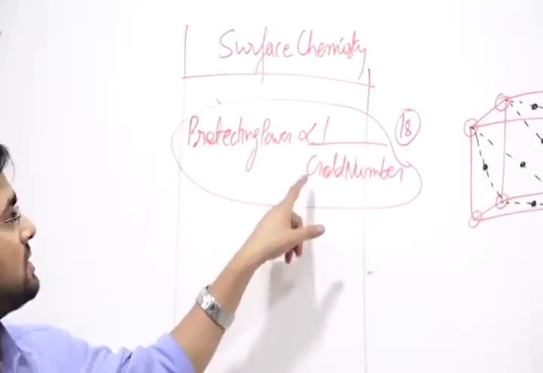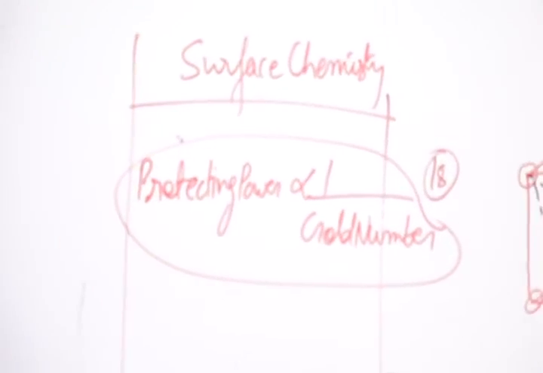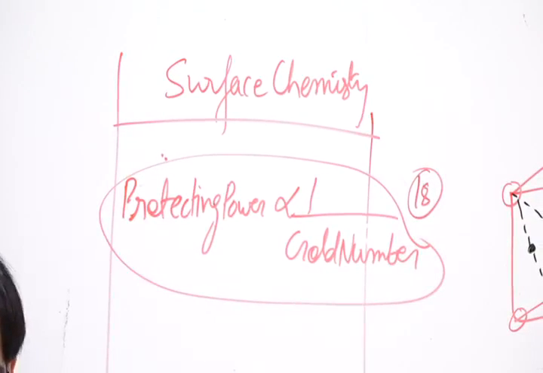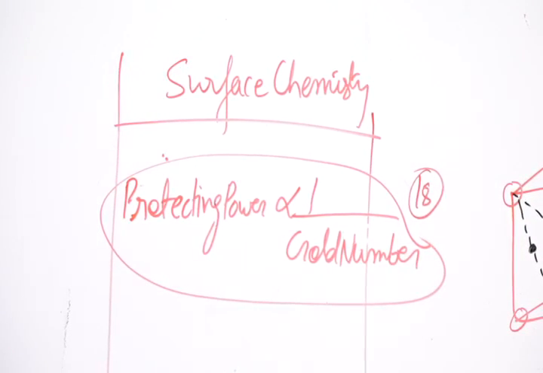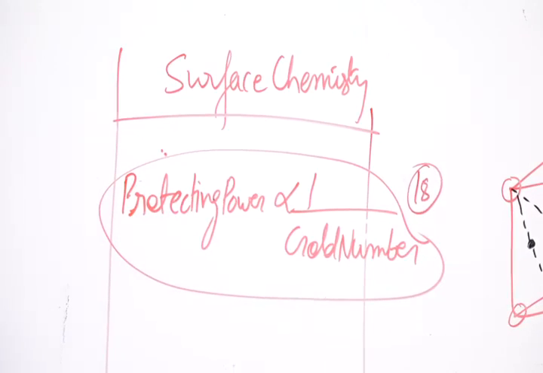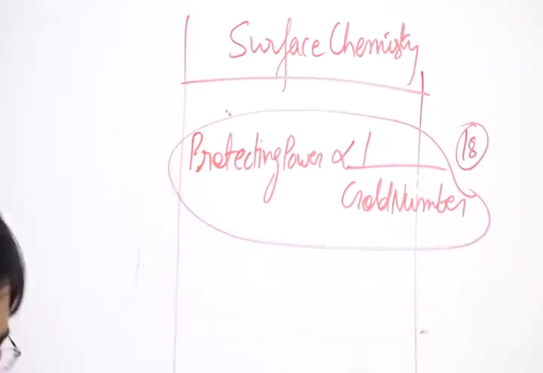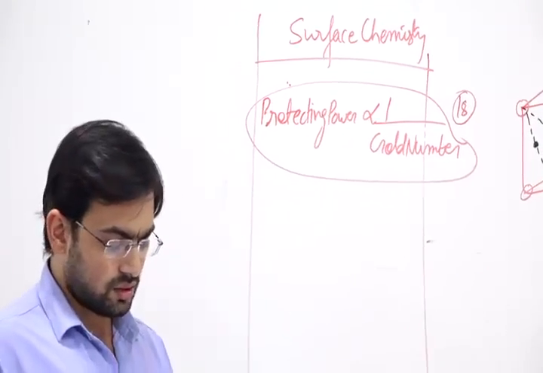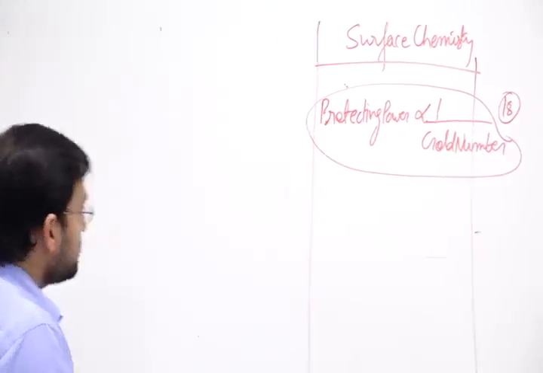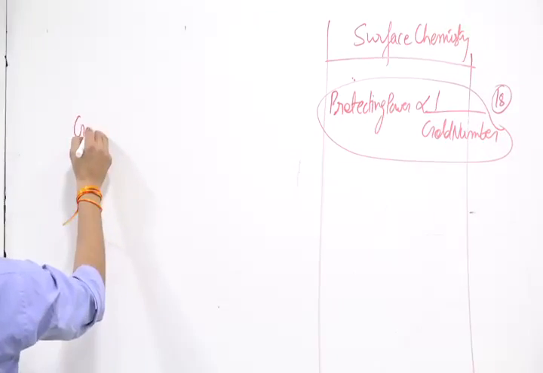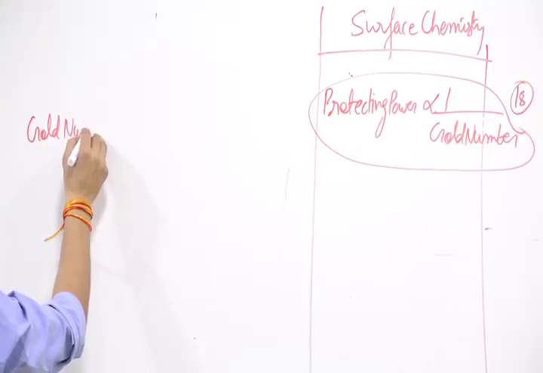Protecting power is inversely proportional to gold number. Whoever has the least gold number has the largest protecting power. Question number 11. The coagulation of 10 cm³ of gold sol is completely prevented by addition of 0.025 grams. So that is easy. Gold number definition you should memorize.